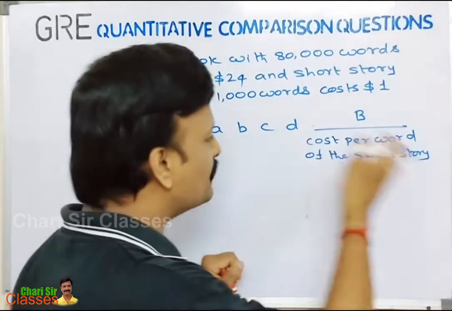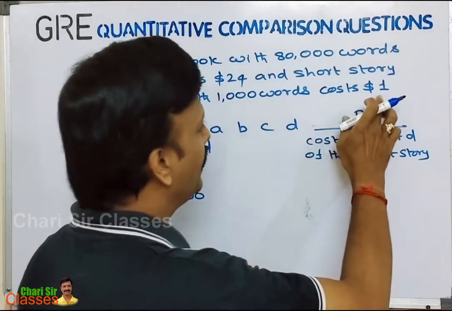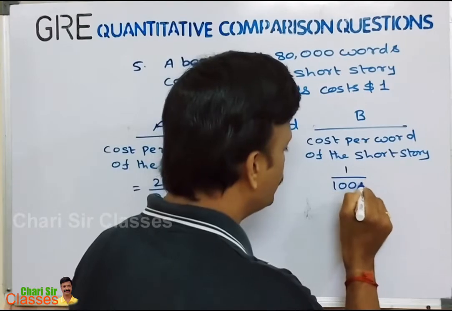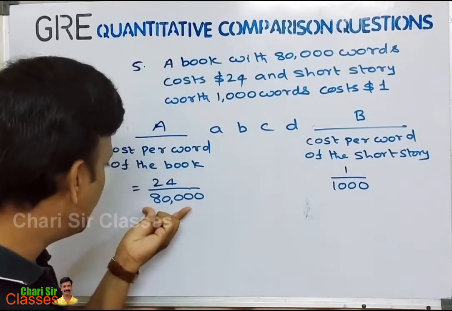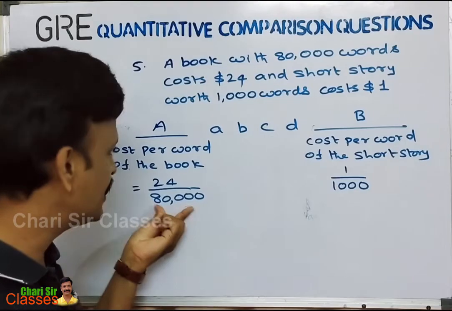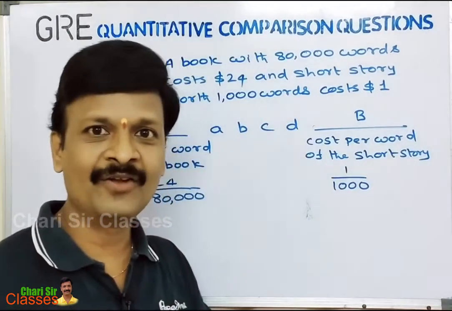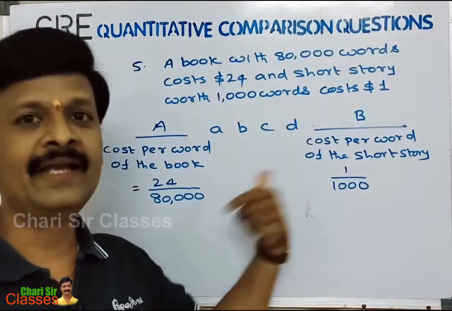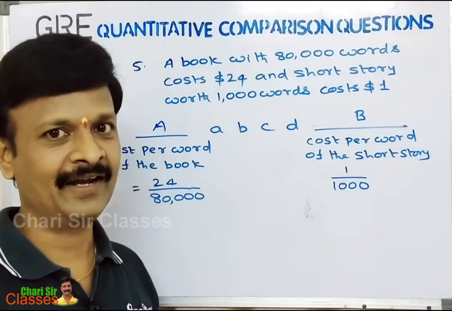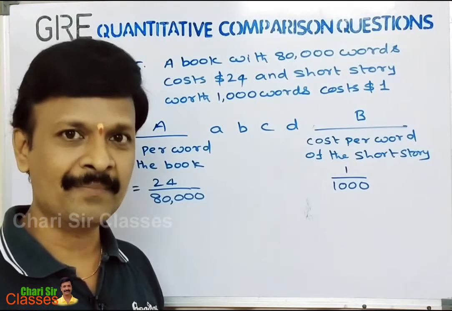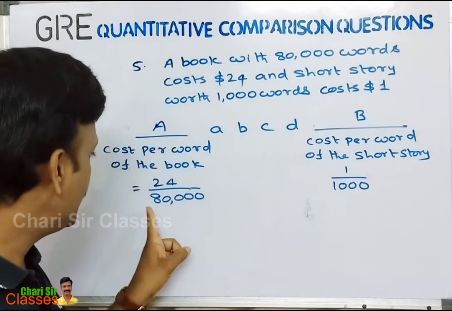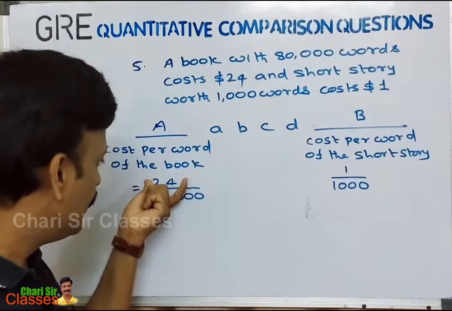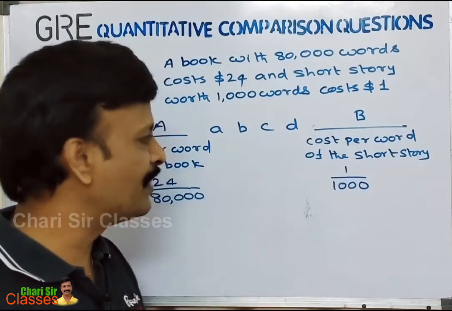Next, coming to the cost per word of the short story. Here $1 by the total number of words, 1,000. Now we need to compare 24 by 80,000 and 1 by 1,000. What will you do here? Most of the time people will convert this into decimals. That is not required. One more easy way is there to compare the fractions. Just see, here the denominator is 80,000, here the denominator is 1,000, and the numerator is 24 and the numerator is 1.